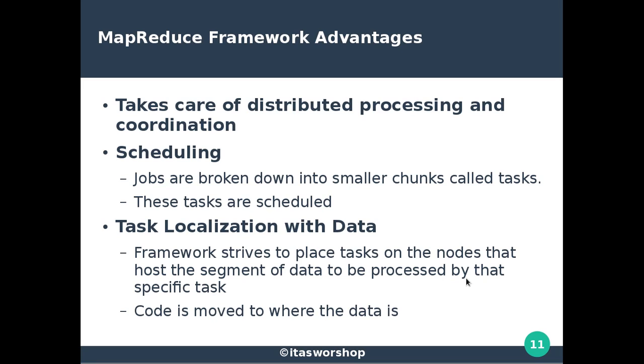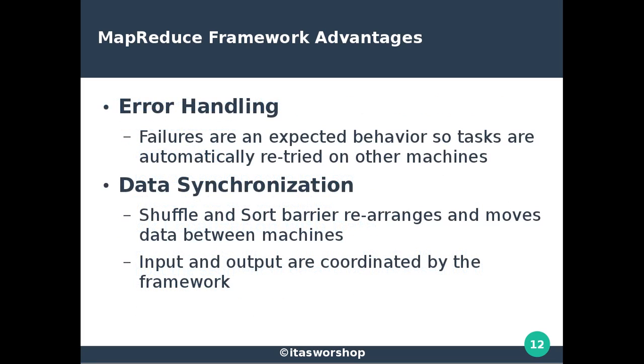First of all we are uploading our data to HDFS nodes. Then we are running our MapReduce application. We are not moving data to code, we are moving code to data. That's how MapReduce works. And then error handling. Obviously failures are an expected behavior, so tasks are automatically retried on another machine. If a particular task fails on a node, it will not be skipped, it will be tried by another node. That's the best advantage of working with Hadoop and MapReduce.